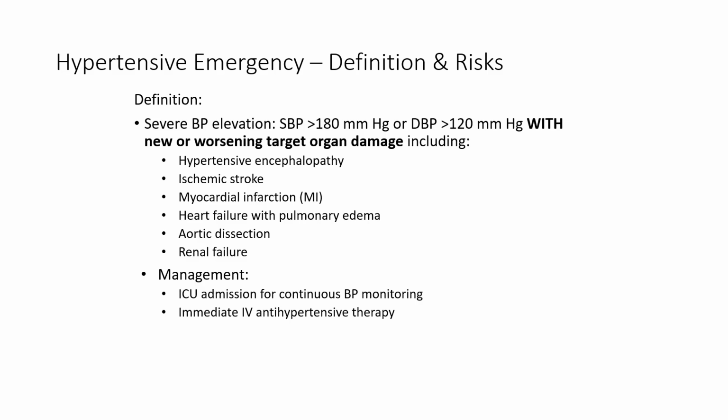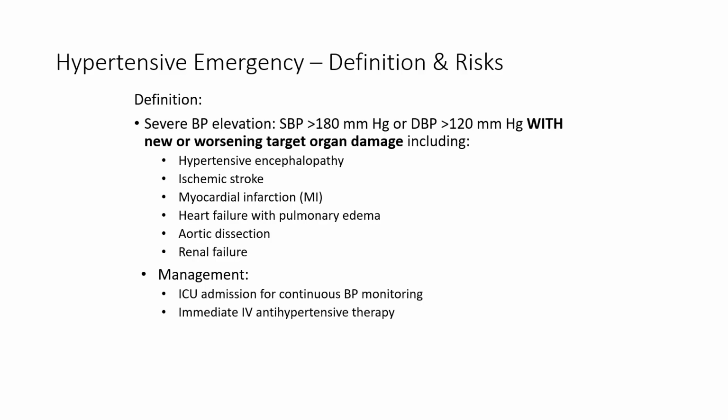So hypertensive emergency, this is where we see a severe blood pressure elevation with that systolic being greater than 180 or diastolic greater than 120 with new or worsening target organ damage. So this is going to include hypertensive encephalopathy, ischemic stroke, myocardial infarction, heart failure with pulmonary edema. Pulmonary edema is where we have fluid on our lungs. Aortic dissection, so where we have our actual aorta kind of splitting apart.